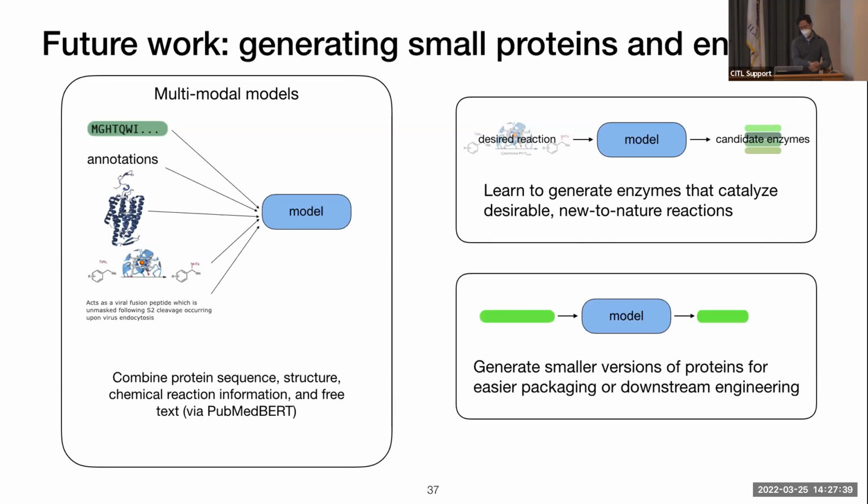And another idea is trying to generate smaller versions of proteins for easier packaging and downstream engineering. The canonical case here is CRISPR-Cas9, which is 1,300-ish amino acids. If you want to deliver it with, for example, AAV, it's a little bit too big, but there's lots of other examples here.